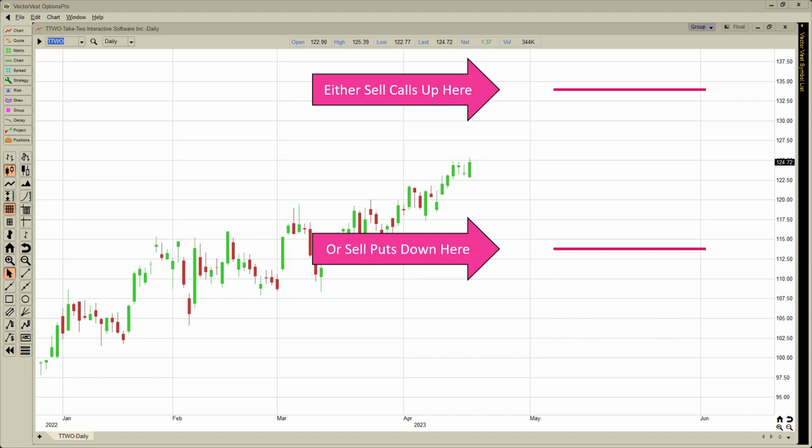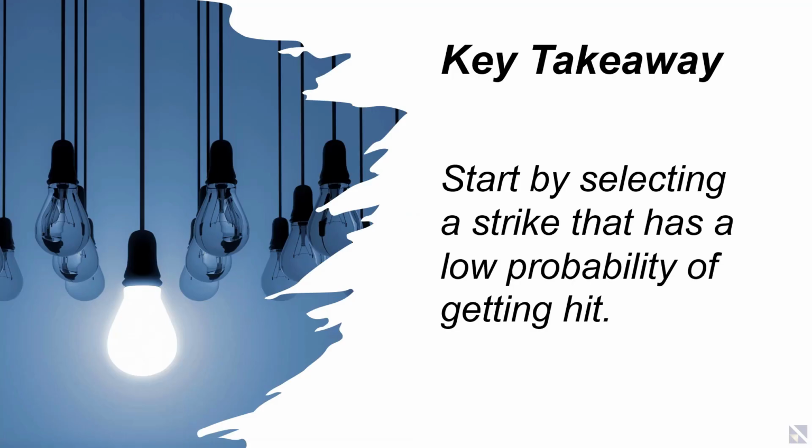And again, just to expand on that, what I mean by getting hit, the stock's at 124.72. If I go out there and buy a 135 call, if I say it gets hit, that means the stock rises to 135, or vice versa down to, let's say, 112 on your put. So the key takeaway here is this. Start by selecting a strike that has a low probability of getting hit.